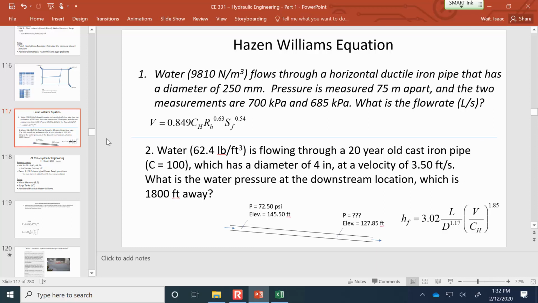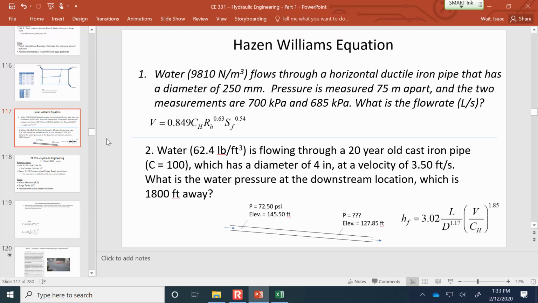Okay, on the first problem, I've drawn a sketch here on the whiteboard that just shows a horizontal pipe. The water's flowing from 1 to 2. Since it's horizontal, Z1 and Z2 are equal. Since it's just flow through a pipe and the diameter isn't changing, the two velocities are going to be the same. It's not that the velocity is 0, it's that V1 and V2 are equal.